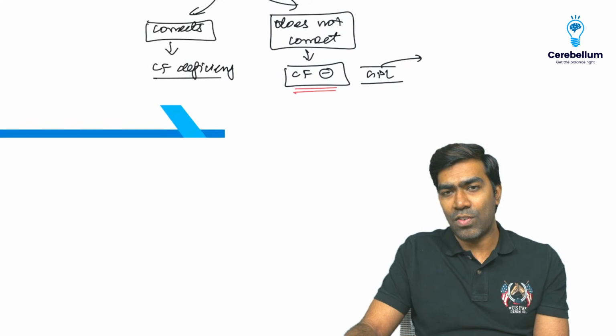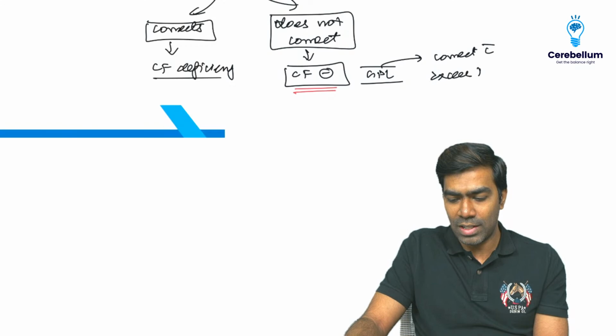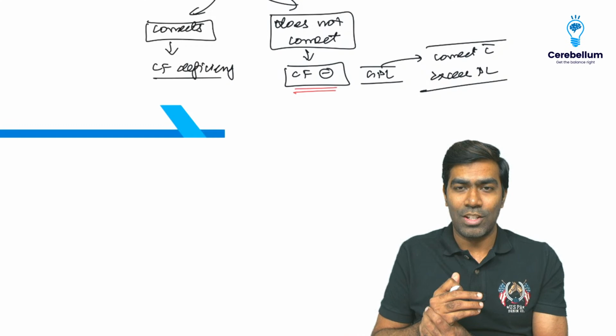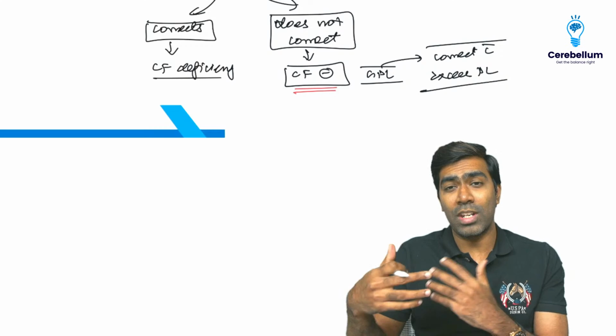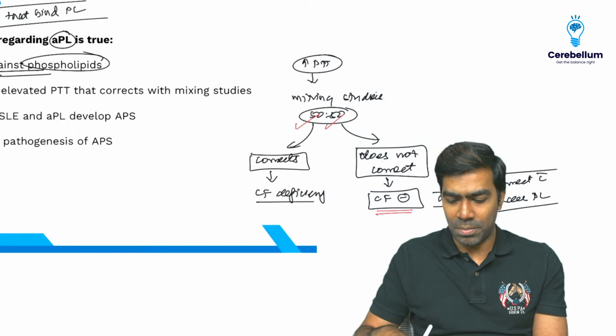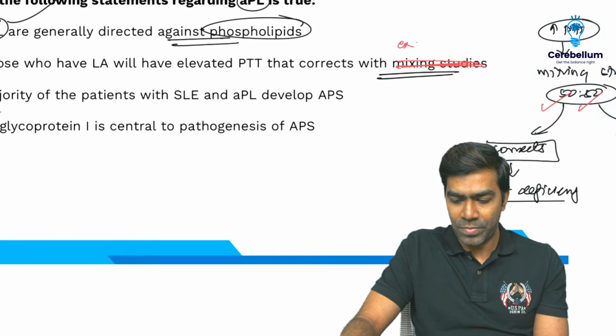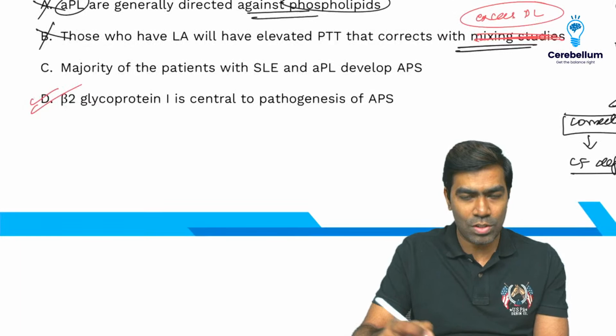Usually, if it's antiphospholipid antibody syndrome, it will not correct with 50-50 mixing of normal plasma. Rather, it will correct with excess phospholipids, because these are antiphospholipid antibodies, right? When you add excess phospholipids, that inhibition may be lost, as they inhibit competitively. That's the reason why PTT alone will be affected, but it will not correct with mixing studies. Rather, it will correct with excess phospholipids. Saying it does not correct with mixing studies is a wrong statement. Saying it corrects with excess phospholipids would have been a right statement, but that's not given. So this is also a wrong option.